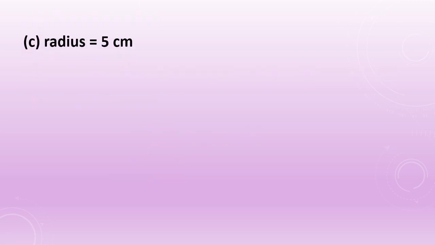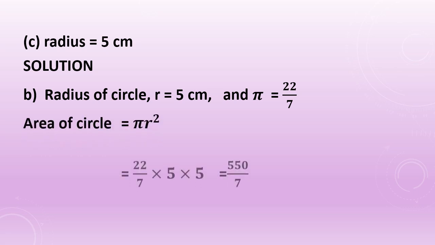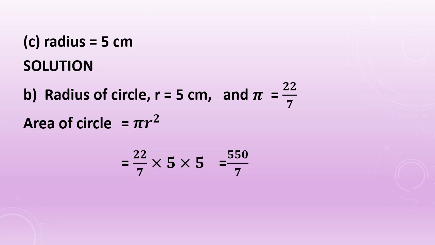Next question, here the radius is given as 5 centimeter and pi is taken as 22 upon 7. Can you say the formula of the area of a circle? Yes, pi r square. Substituting the value: 22 upon 7 into 5 into 5. 22 into 5 into 5 gives 550 upon 7. While dividing, we get 78.57 centimeters square.